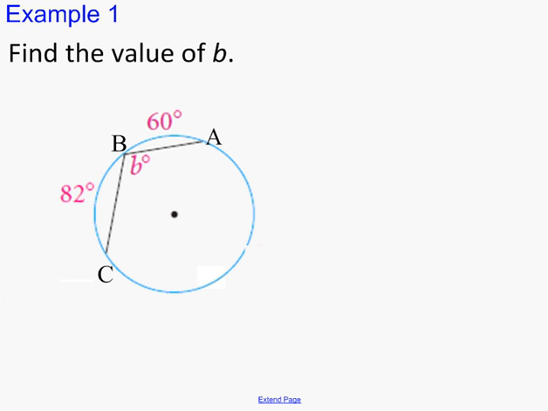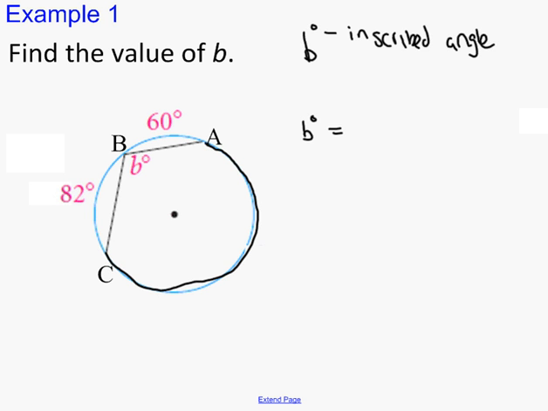Let's look at another example. Find the value of B. Okay, well, what do we know? Well, B is an inscribed angle. Therefore, B has to be half of the intercepting arc. It has to be half of arc AC or CA. So that's arc AC divided by 2.